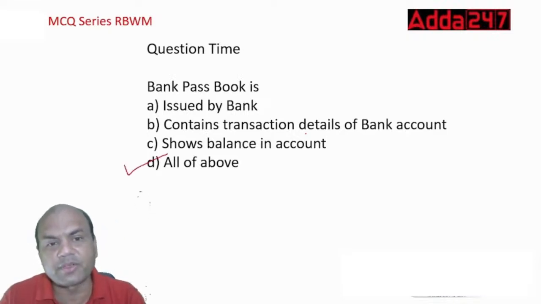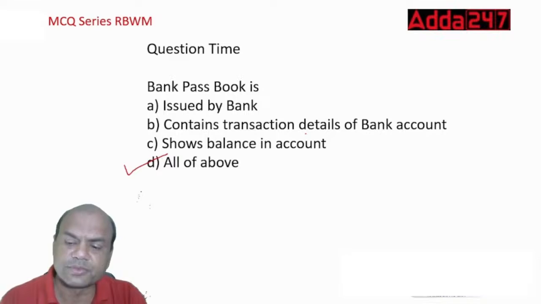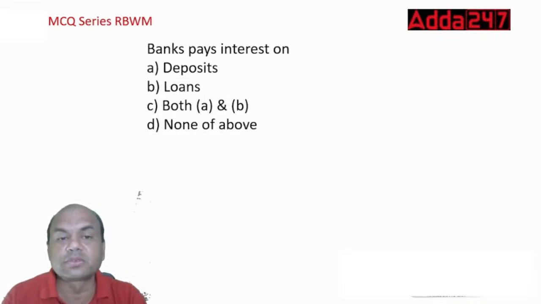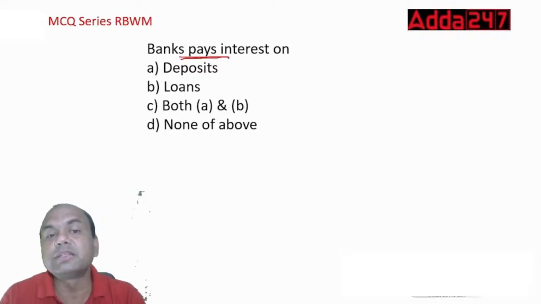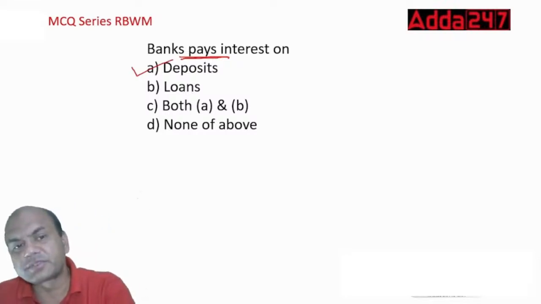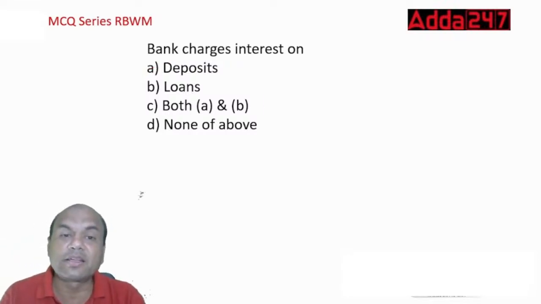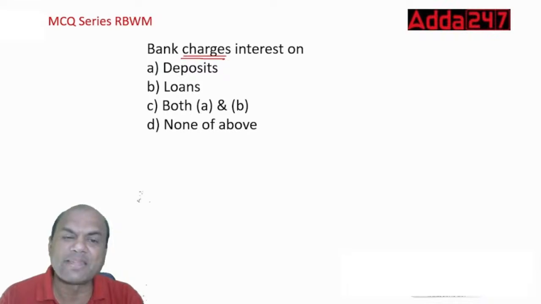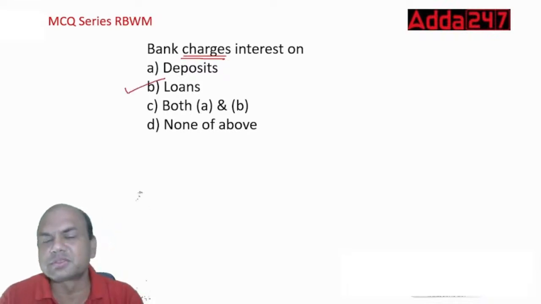Bank passbook is having all these 3 features. Okay. Bank pays interest on deposits, loans, both A and B. So bank pays interest, remember, on deposits, simple, isn't it? Next one, bank charges interest on deposits, loans, both A and B, none of the above. So loans, right? Just now I told you.